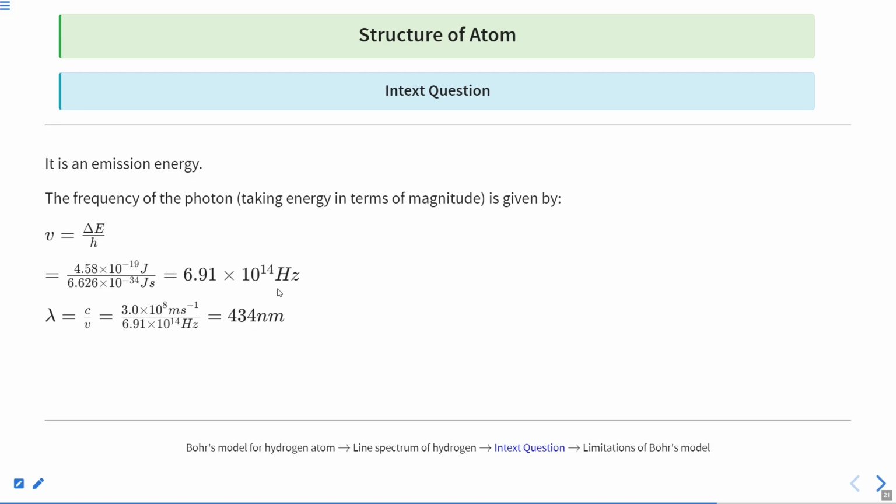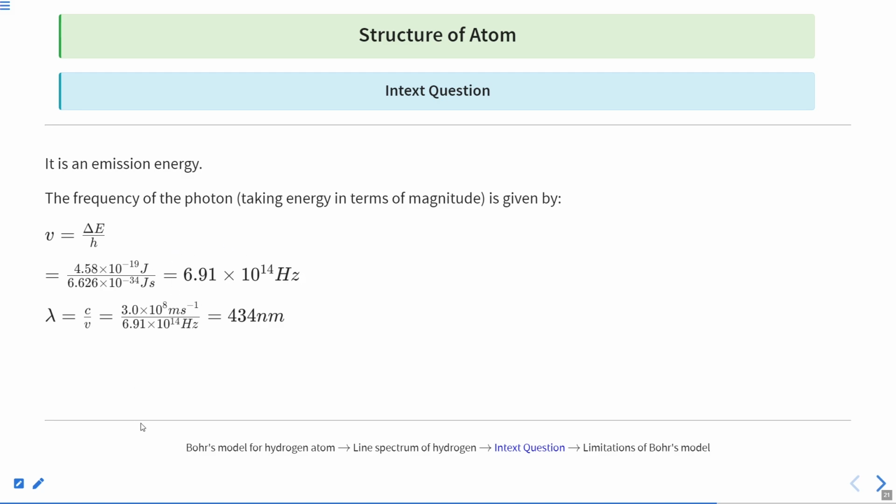Putting all this in, we get 6.91 into 10 to the power 14 hertz. Now if we talk about lambda, lambda will be c by nu. The c value we know, and the nu value we have calculated, so you will get 434 nanometer. It comes as 434 into 10 to the power minus 9 meter, and we have just written it in nanometer rather than in meter. So this is the wavelength of the light that will be emitted, and its frequency will be this much.